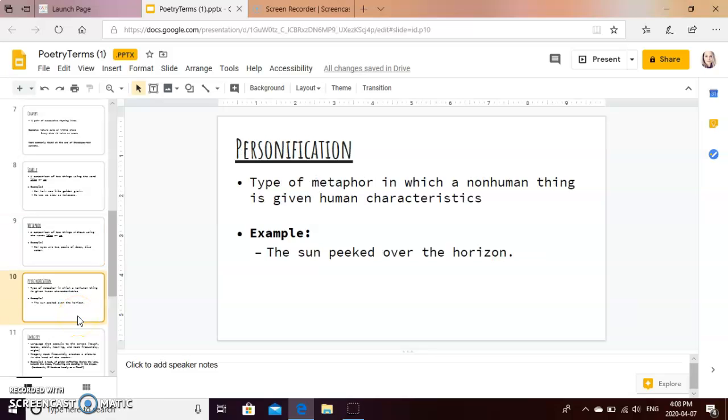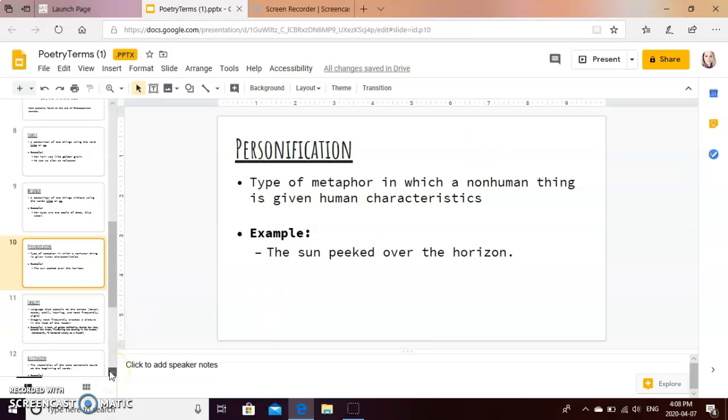Personification is a type of comparison where we take something that's not human and we give it human characteristics. So I have the example here, the sun peeked over the horizon. The sun can't peek, it doesn't have eyes, but we are giving it a human characteristic and acting like it does when we describe how it's sort of sneaking up over the horizon. So that's an example of personification. And you will see that a lot in books, in poems. Like I said before, these are all types of devices that you see in all different types of literature, not just poetry, but they're important to know.